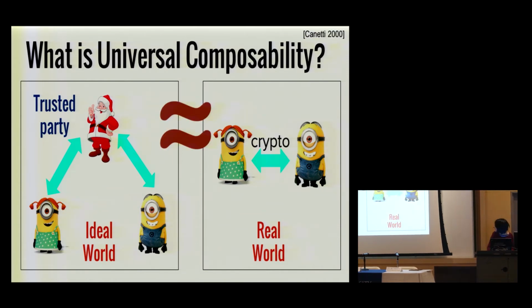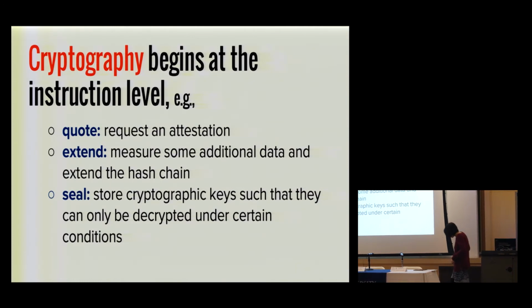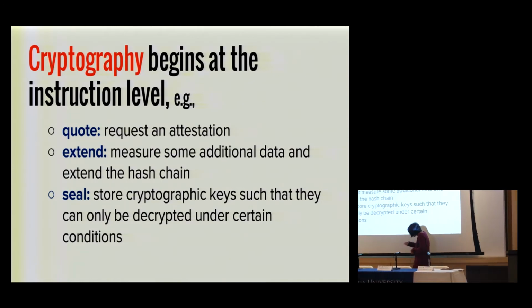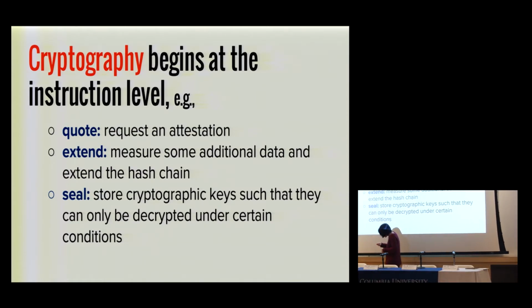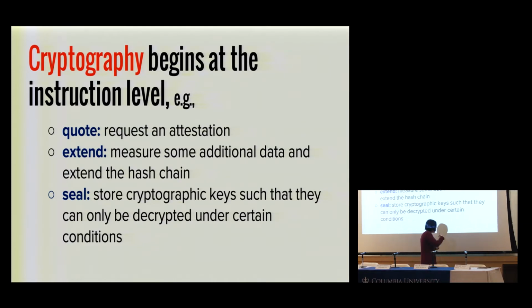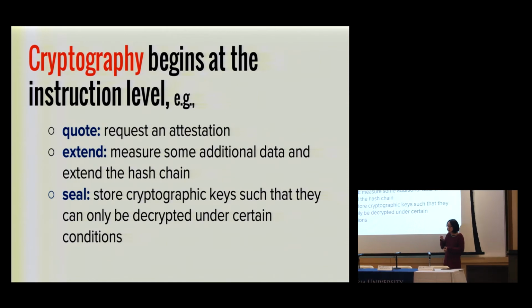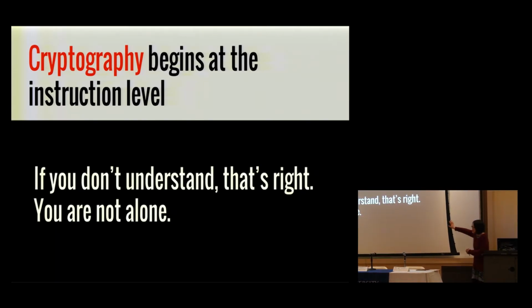Okay, so that's UC simulation. So how do we understand these secure processors? One way is to look at what instruction sets they offer. On top of the standard x86, secure processors offer a suite of underlying security building blocks. Things like quote, extend, seal. I'm not going to try to explain these. And in fact, if you don't understand what these things mean, that's right, because no one really does.